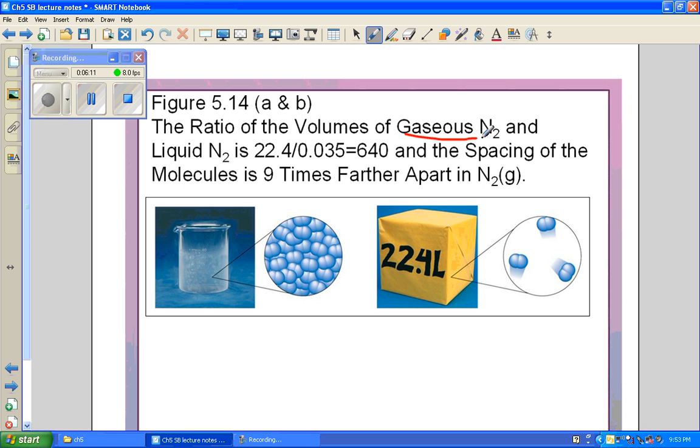So if we take a look here, they're looking at the ratio of the volume of gaseous nitrogen and liquid nitrogen. If we do the math, the spacing of the molecules is 9 times farther apart in the gas than in the liquid. And you can see here again, 1 mole of any gas is 22.4 liters, which upholds Avogadro's law. So in general, gases are approximately 1/10 the density of the same material in the liquid phase.